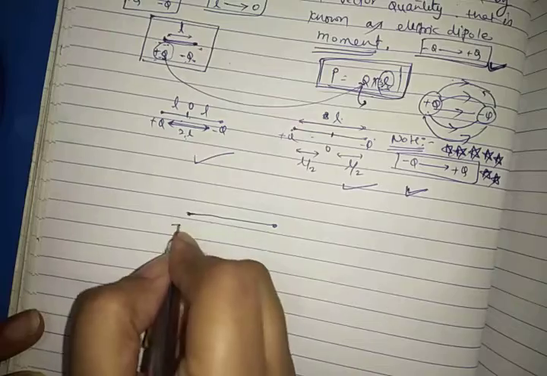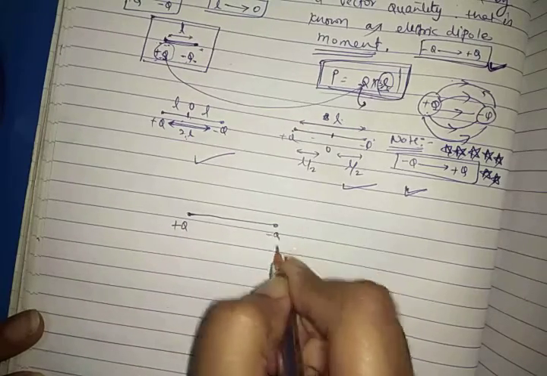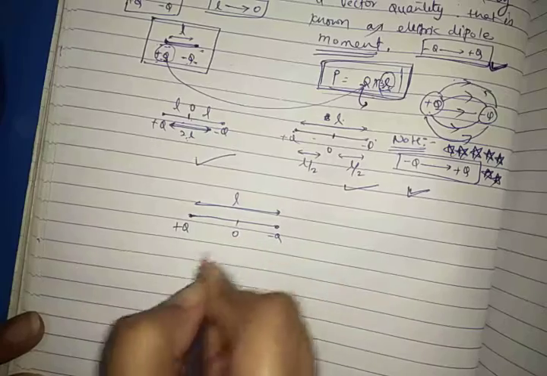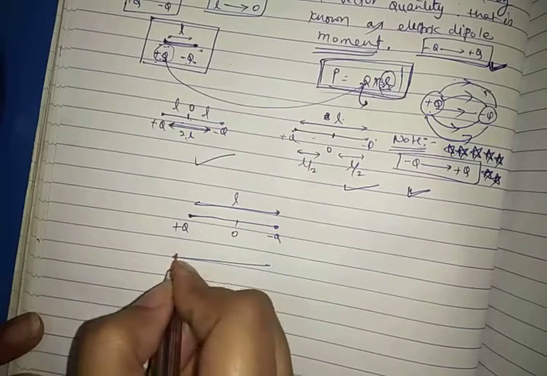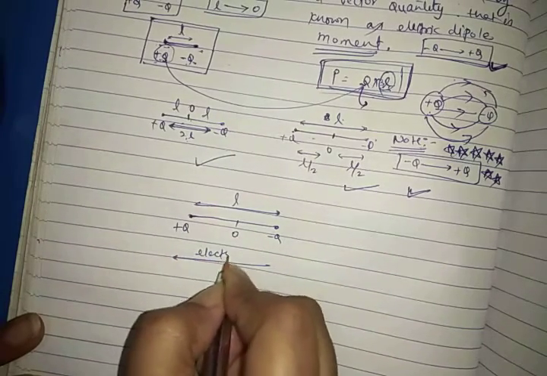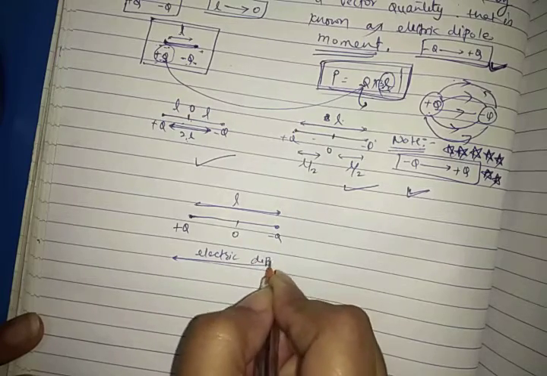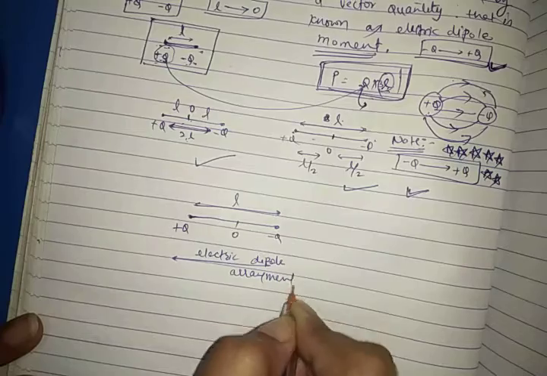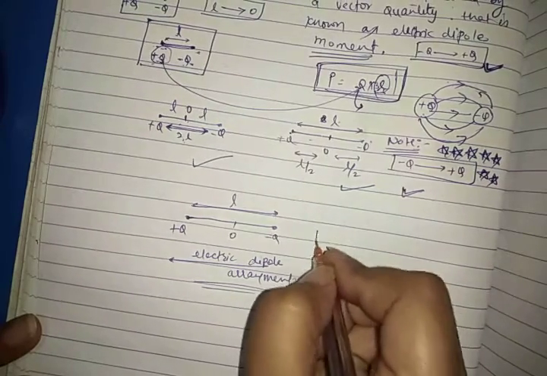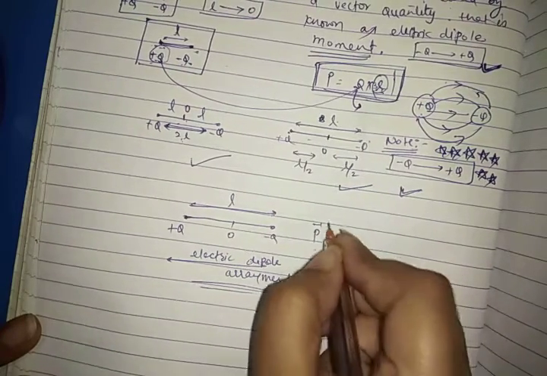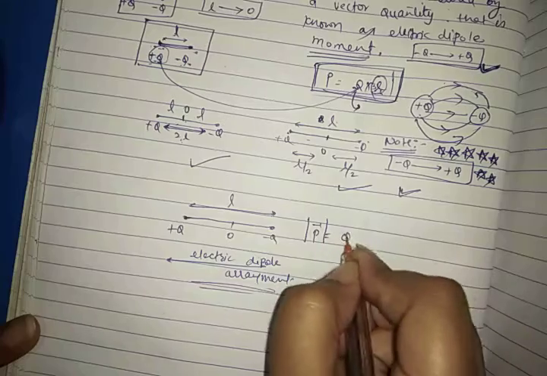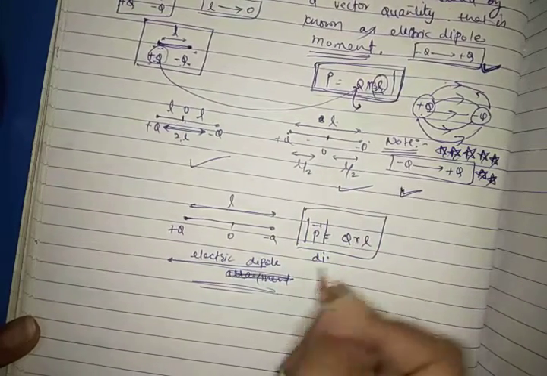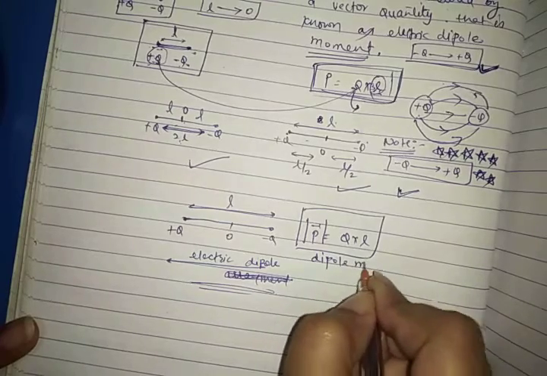So the electric dipole will be plus q, minus q. This L distance, this is the center point. Electric dipole arrangement. And the dipole moment will be, magnitude of P equals Q into L. Electric dipole arrangement, and this is dipole moment.